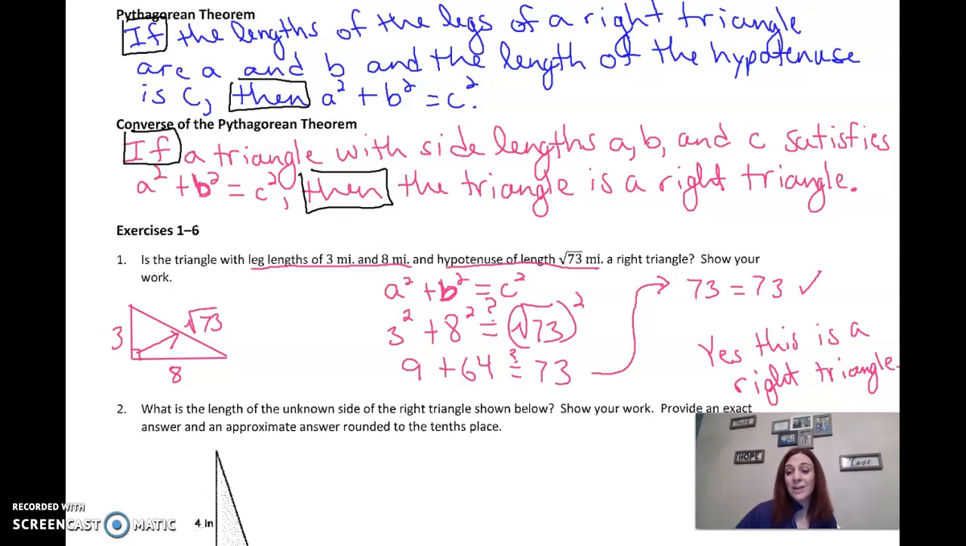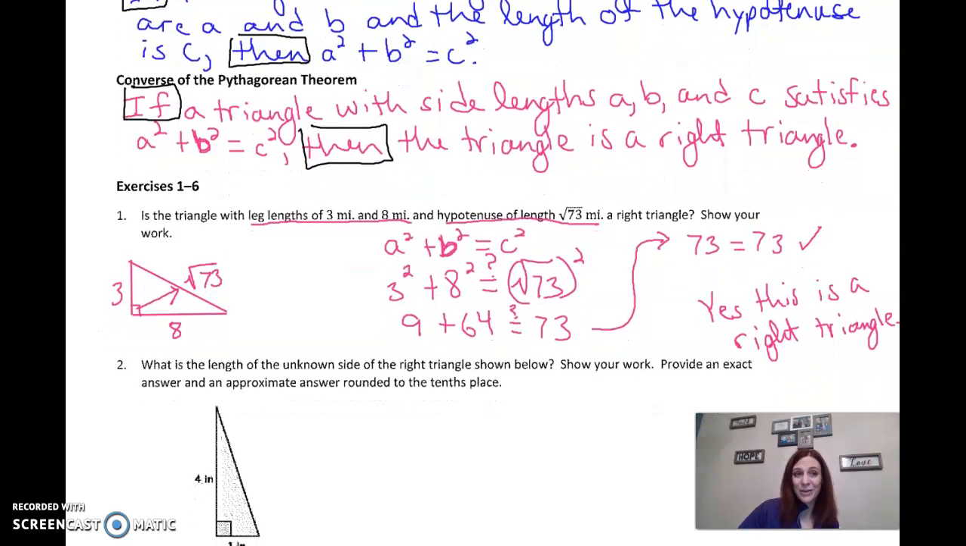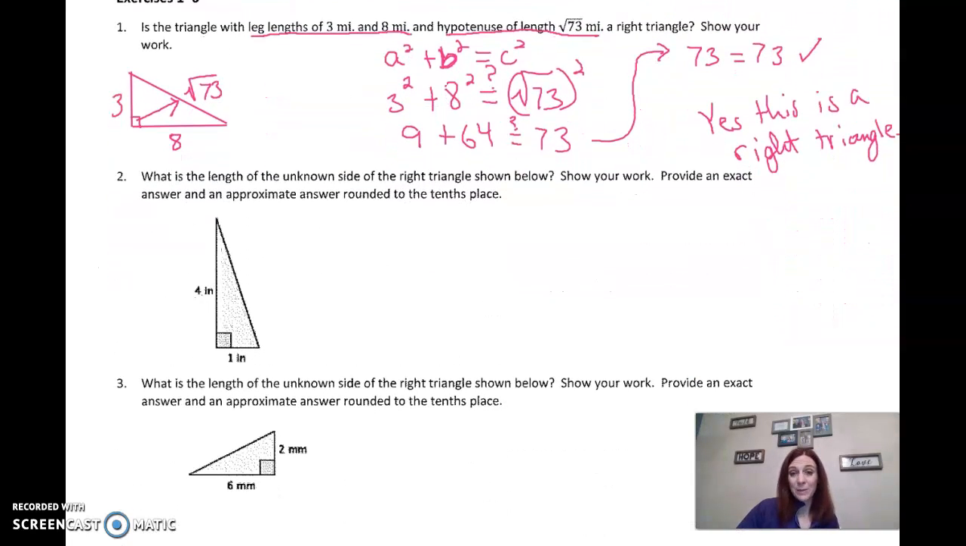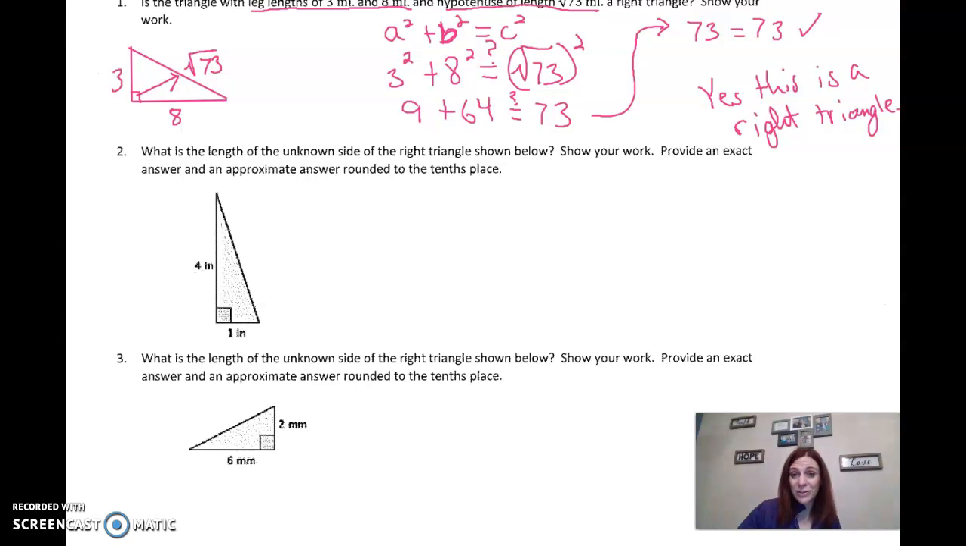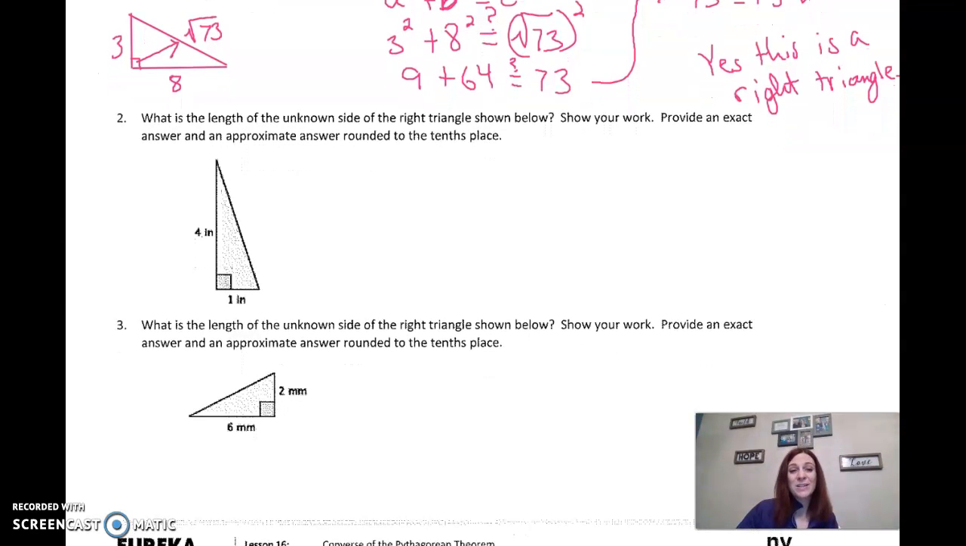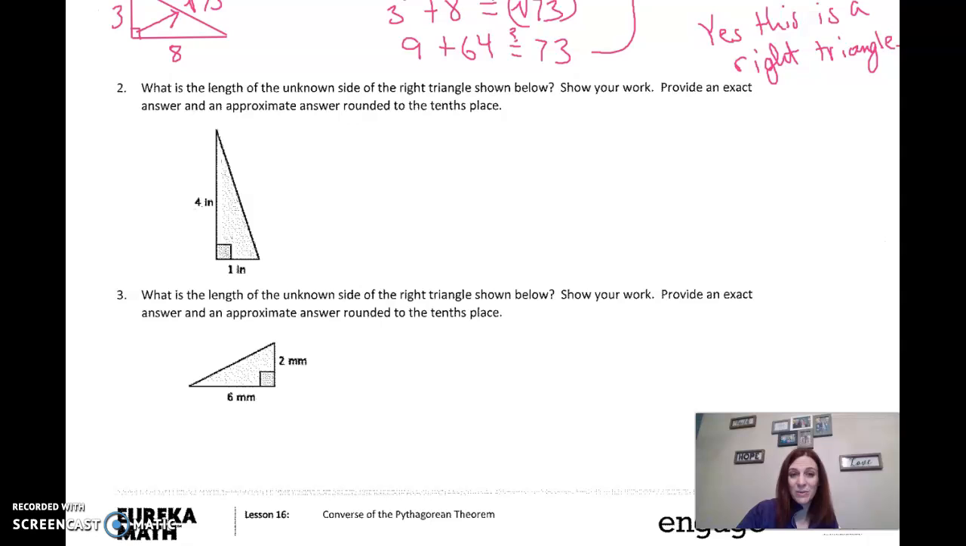Okay, so again, the question's a little bit different than what we're used to. Now, remember I said, be careful reading the questions. Don't just assume things. It says, what is the length of an unknown side of the right triangle shown below? So we're dealing with a missing side length, right triangle, Pythagorean theorem. So we have to go back to making sure we understand what gets filled in where. Find your right angle, draw an arrow to the side across from it, that's your C.